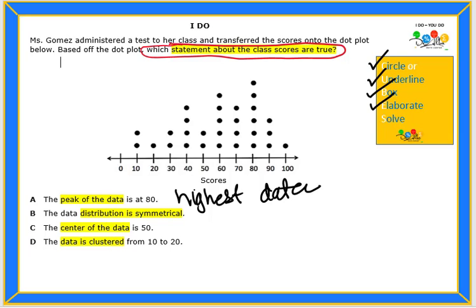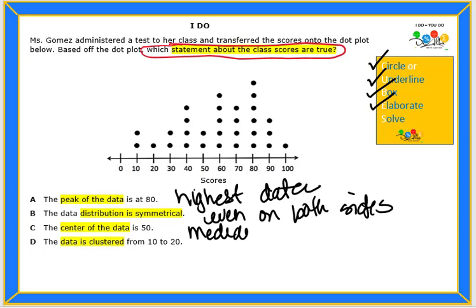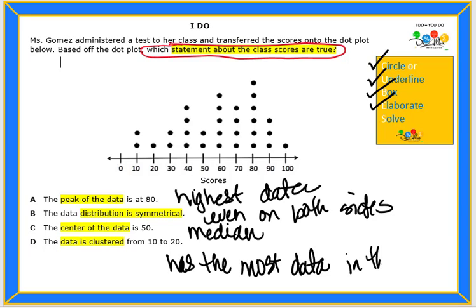Distribution is symmetrical, even on both sides. Center of the data are median. The data is clustered, has the most data in the dot plot.